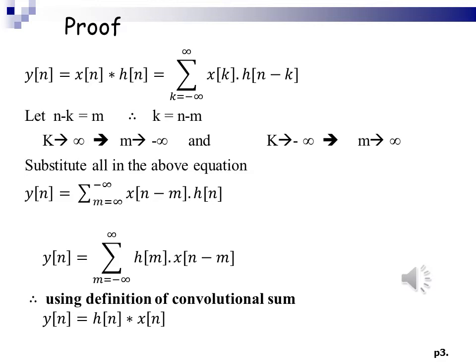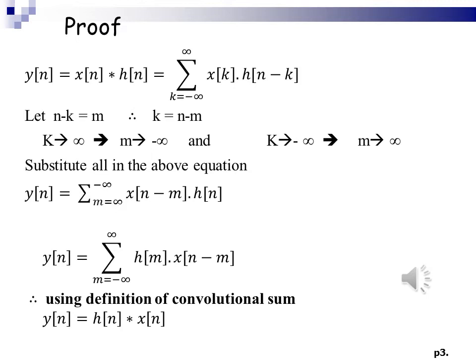Now let's substitute all these limits into the above equation. So what we will get, y of n is equal to summation, now the new variable will be m. Summation m goes from infinity to minus infinity, x of n minus m into h of m. Now let's make some adjustment. If you are going to sum numbers, their sequence will not matter. That means you are summing from first to last or last to first, the result is going to remain same. So that's why the limit of summation, which is from plus infinity to minus infinity, I can change it from minus infinity to plus infinity. So we can change this index.